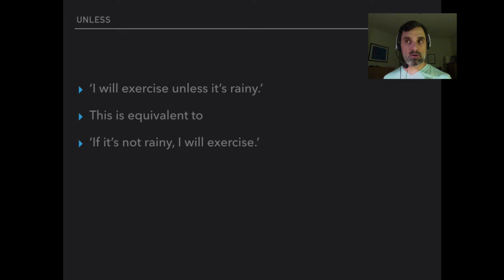We don't have a word in our logical language that means the same thing as unless, but we do know how to symbolize if it's not rainy, I will exercise. And if these two sentences in English really say the same thing, then we can symbolize I will exercise unless it's rainy, because we know how to symbolize if it's not rainy, I will exercise. So let's just see why these two sentences in English are equivalent.